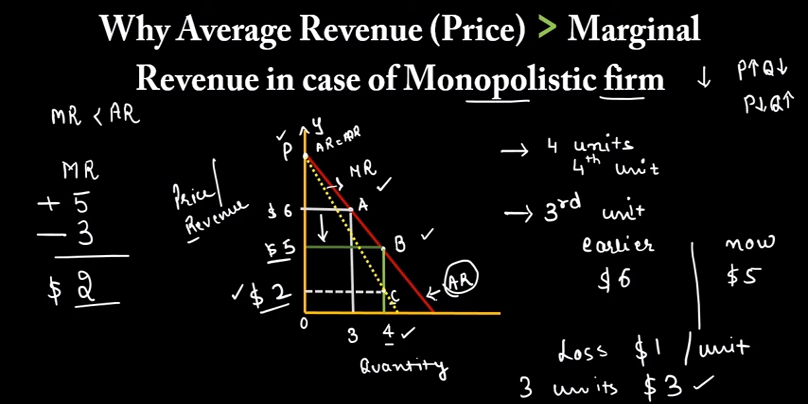So the basic reason behind the marginal revenue being less than the average revenue, which is also equal to the price, is that although the firm wants to increase its output, which will increase the revenue of the firm, the problem is that the firm's demand curve is downward sloping. So if the firm wants to increase the production from 3 units to 4 units, it will have to reduce its price from $6 to $5, which is the loss in terms of revenue. That is why my marginal revenue is less than the average revenue.